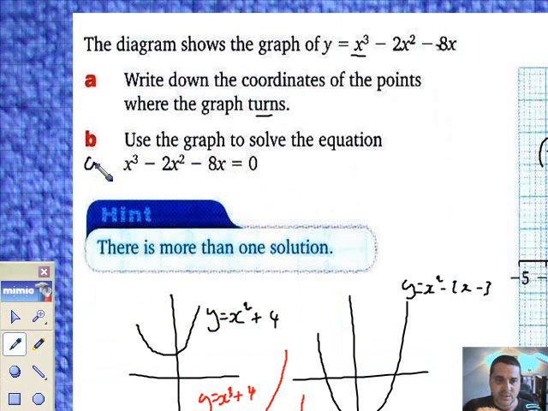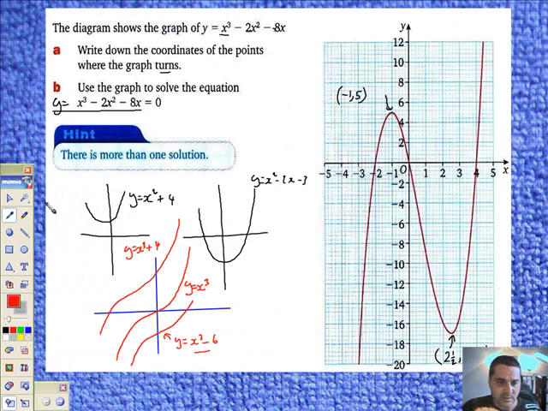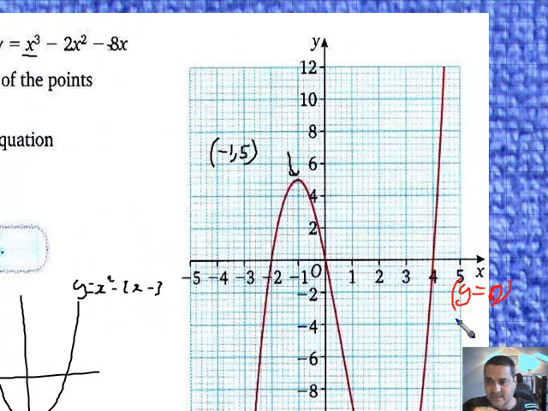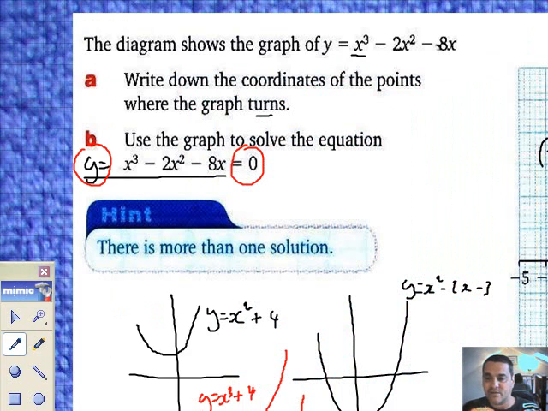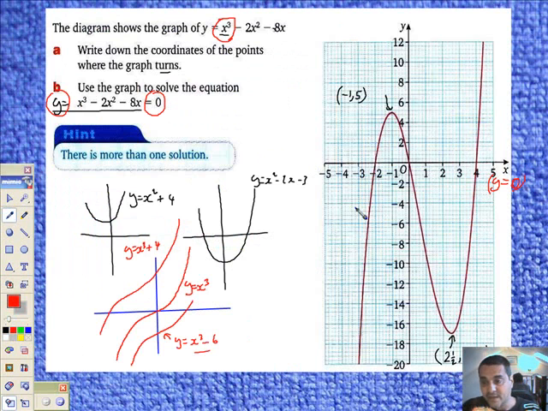Use your graph to solve the equation x cubed minus 2x squared minus 8x equals 0. In other words, y equals that equation, and of course y equals 0. Now, as you know, y equals 0 is the x-axis here. Just to remind you, that's that. So we need to read off where the graph cuts through the line y equals 0, or the x-axis. Now, being a cubic equation, you can get 3 answers to this. In fact, you will get 3 answers if it cuts through the x-axis.